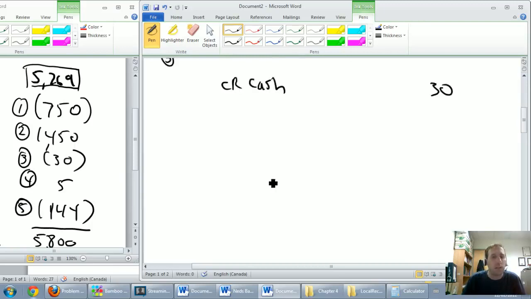Journal entry 4, looks like cash is going up by $5. So journal entry 4, March 31st. Let's debit cash by $5 because cash is going up by $5.